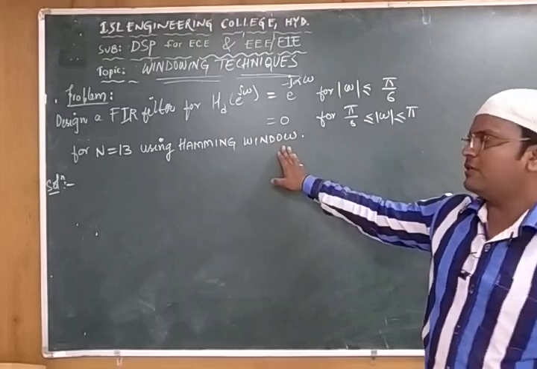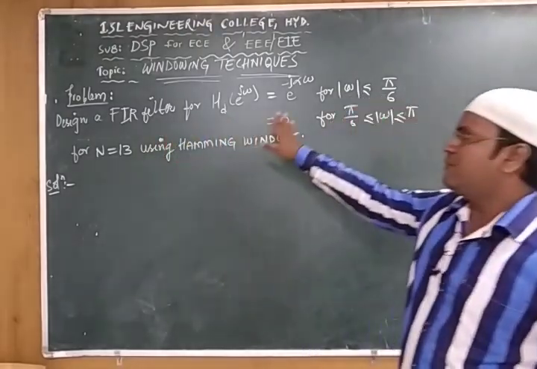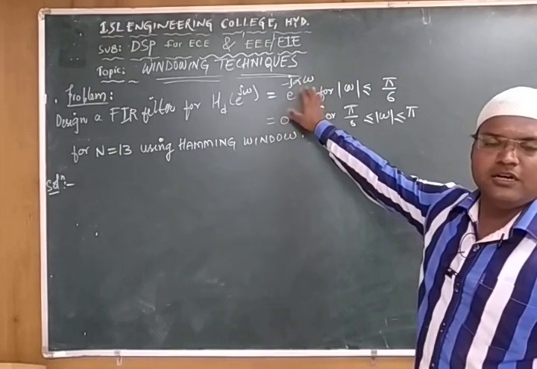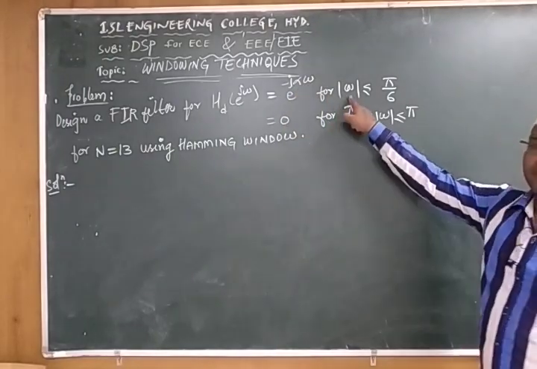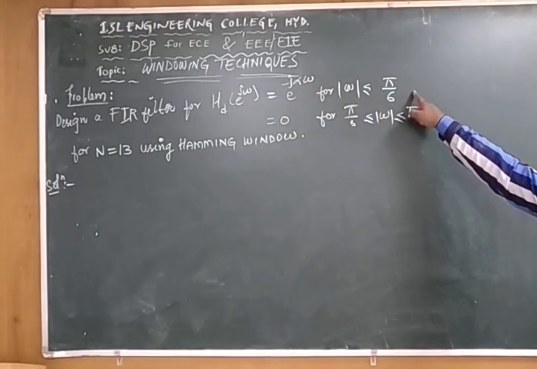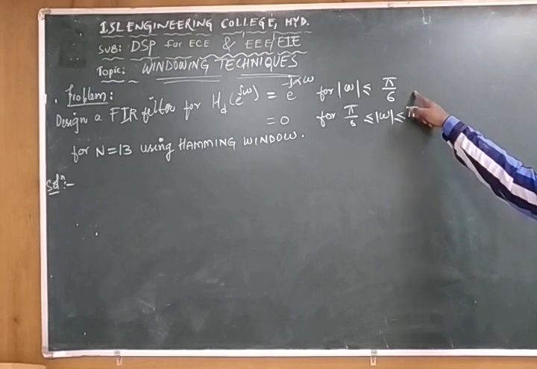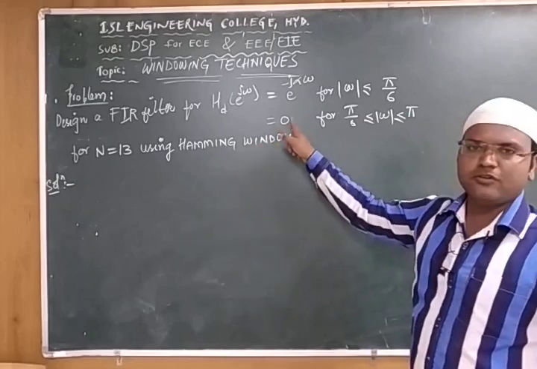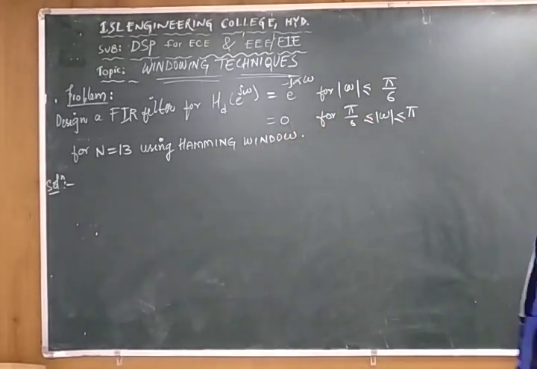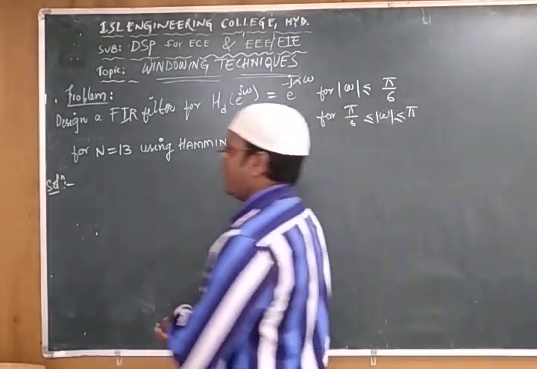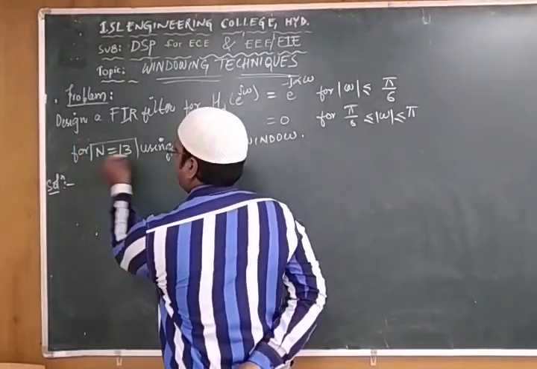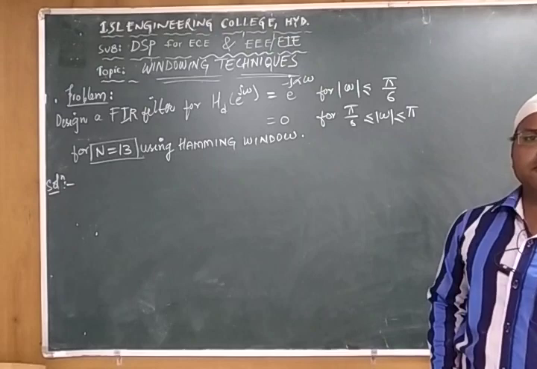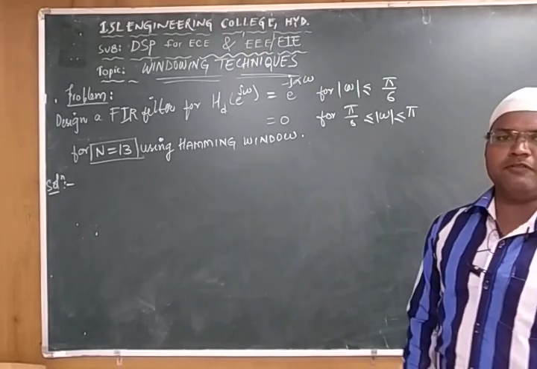They gave one question: design a FIR filter for Hd of e power j omega is equal to e power minus j alpha omega. The condition for it is what? For omega less than or equal to pi by 6, right. Pi by 6 is nothing but 30 degrees. For that, e power minus j alpha omega is equal to 0 for pi by 6 to pi. For how many samples? In the question they said to solve till N is equal to 13 samples. So here 13 samples is given for finding by using the Hamming window.